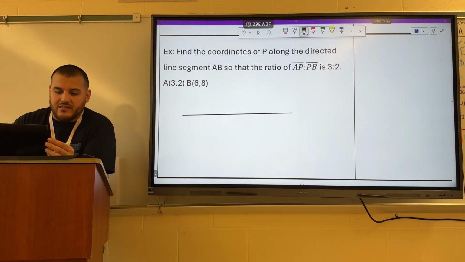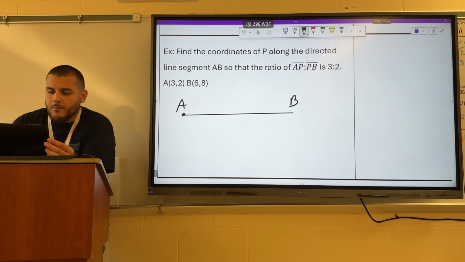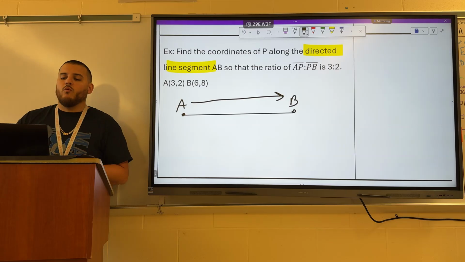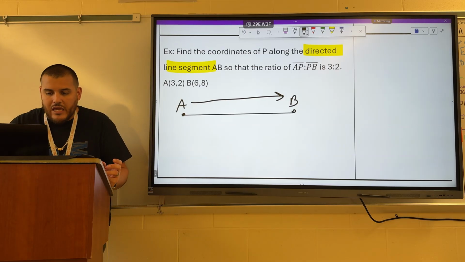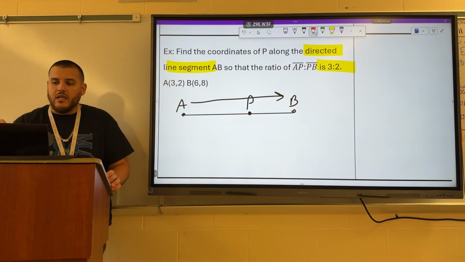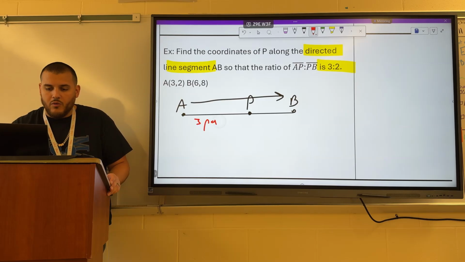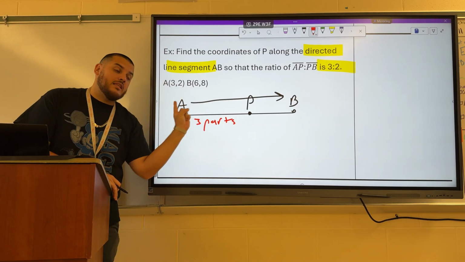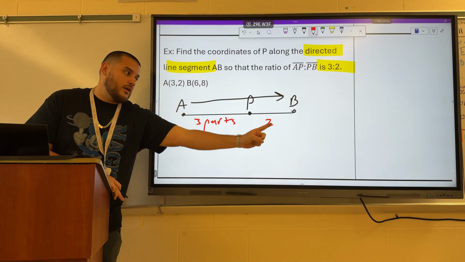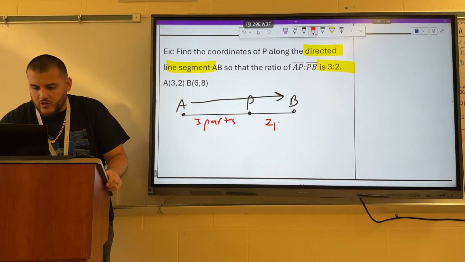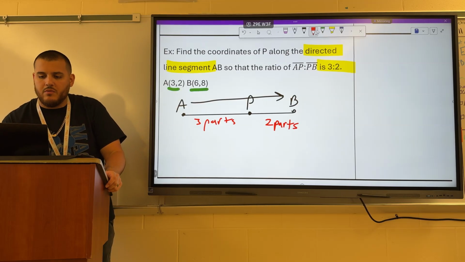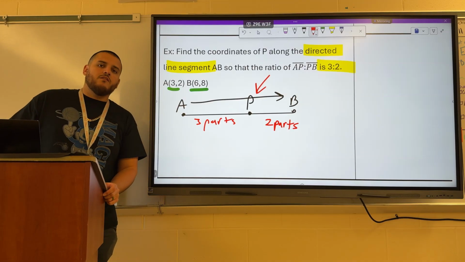Somewhere on a graph exists a segment AB, and because it's a directed line segment, we're moving from A to B, and we're finding some point along the way that splits it into a ratio of 3 to 2, meaning 3 parts before point P, and since our direction is going from A to B, that means 3 parts from A to P, and then 2 parts after point P on the way to B. So 3 parts before, 2 parts after, and just like points A and B have coordinate locations here, we're going to be able to find the coordinate location for point P.